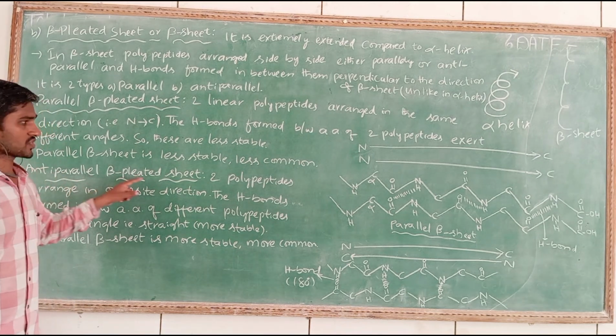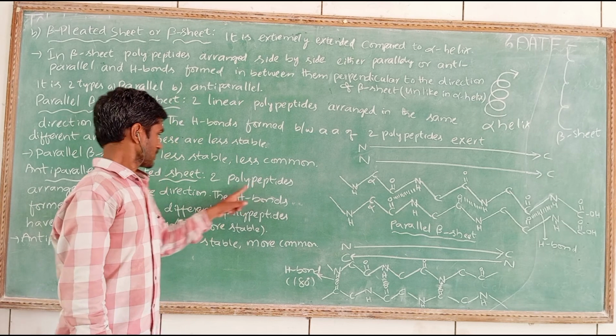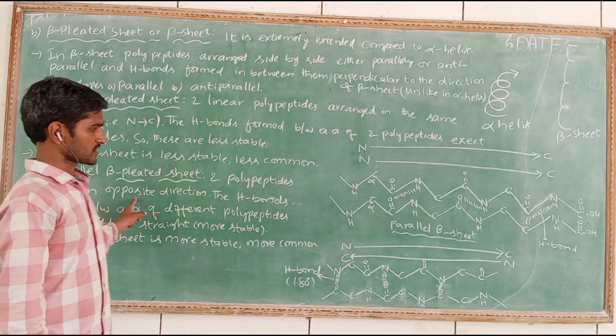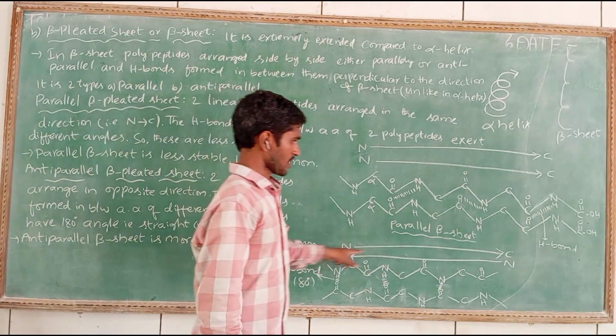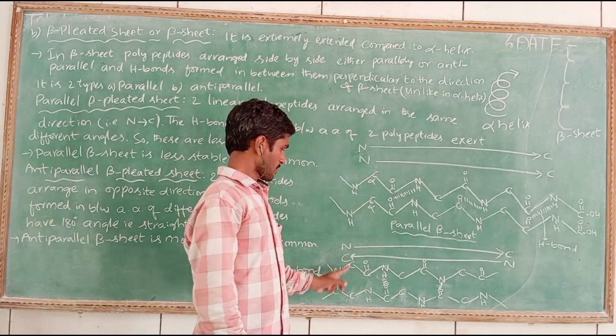So anti-parallel beta sheet. In the anti-parallel beta pleated sheet, two polypeptides are arranged in the opposite direction. So see, this is opposite direction. This is N to C. This is N to C. These two are in opposite direction.